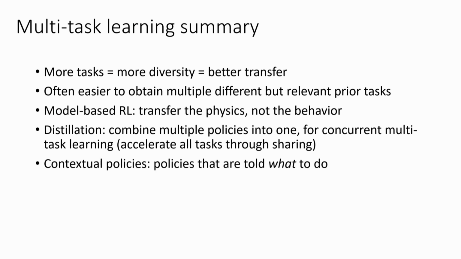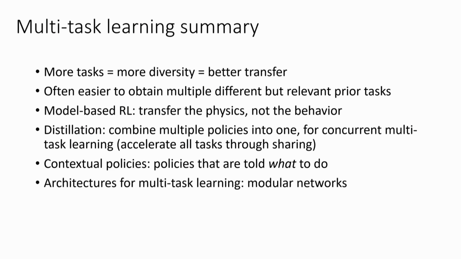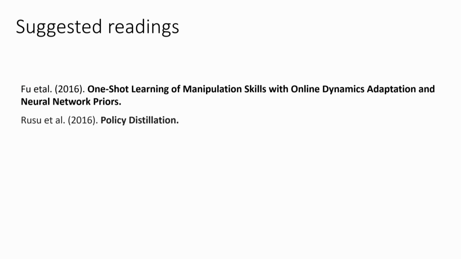If you have a policy that needs to do multiple things in the same environment, you might use a contextual policy, where you have a context as an input to tell it what to do. And then there are some architectures that you can use that are more well suited for certain kinds of transfer scenarios, like modular networks.